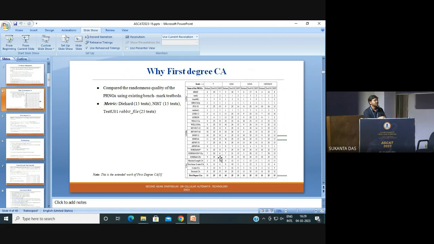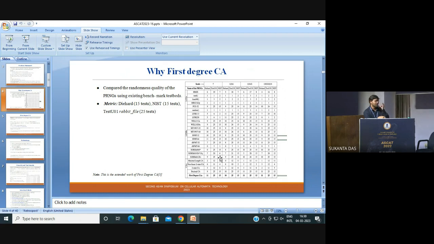So how much volume of data did you create? The data means the different states, or in your terms, configurations. Okay, so what was the volume? What is the volume of the input to DIHARD?